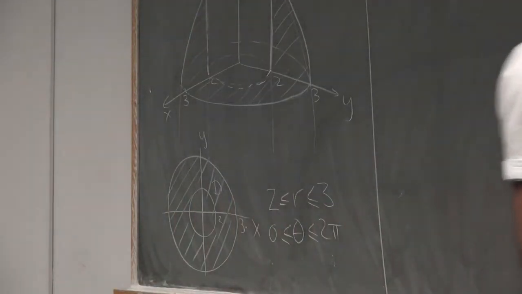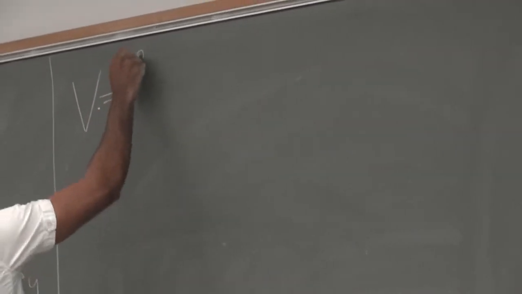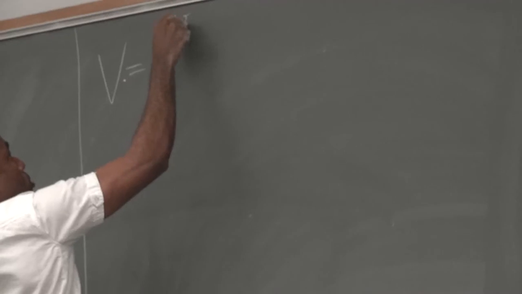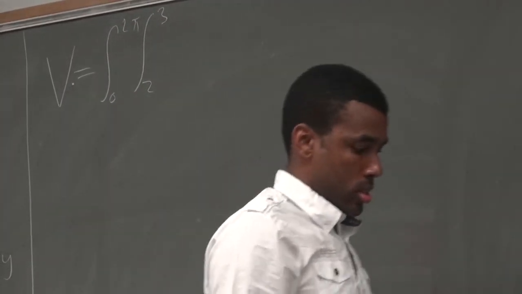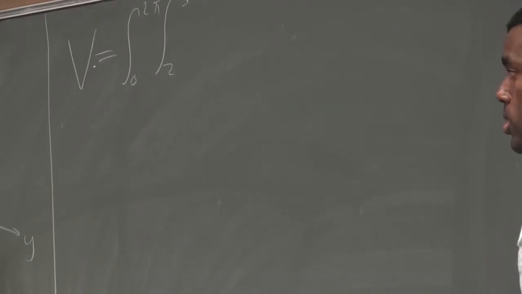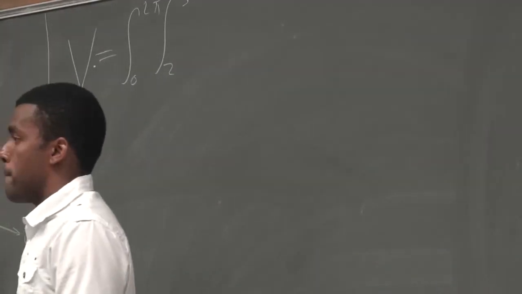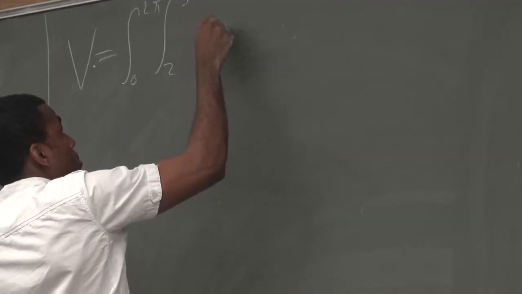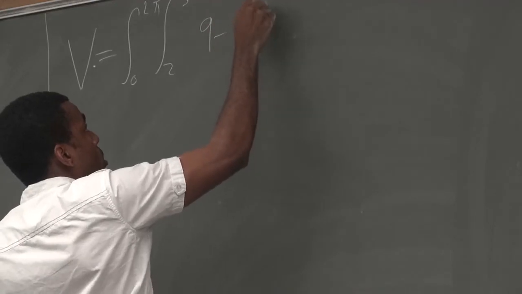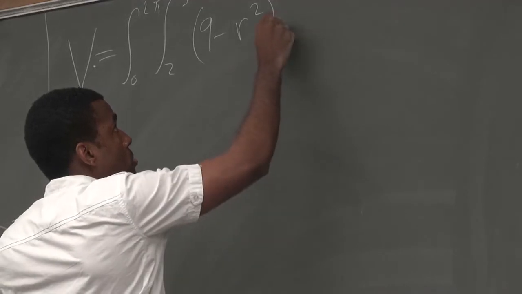Now the volume would look like the integral from 0 to 2 pi, 2 to 3. What would I integrate? Top minus bottom, right? What's the top function? 9 minus x squared minus y squared, the parabola, which is 9 minus r squared. And the bottom function? That would be r squared.